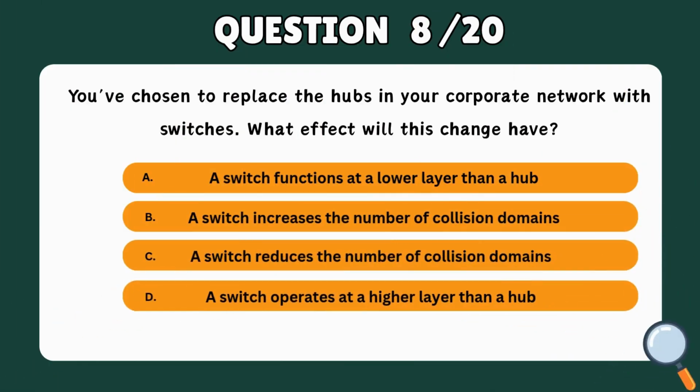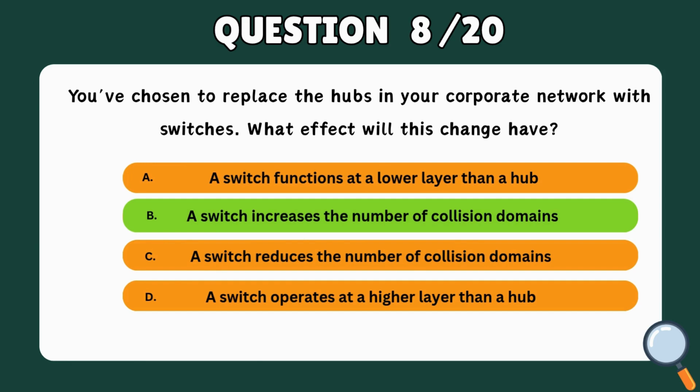Question 8. You've chosen to replace the hubs in your corporate network with switches. What effect will this change have? A. A switch functions at a lower layer than a hub. B. A switch increases the number of collision domains. C. A switch reduces the number of collision domains. D. A switch operates at a higher layer than a hub. Correct answer: B. A switch increases the number of collision domains.